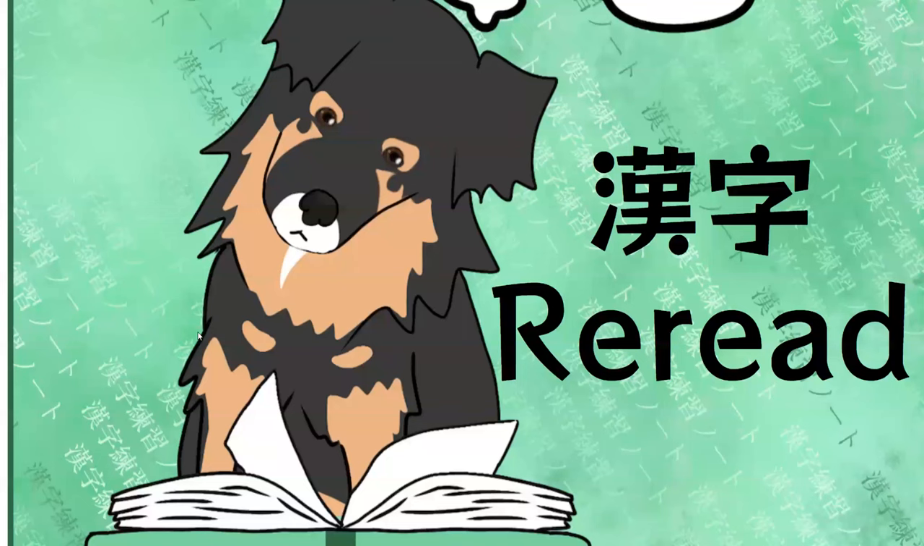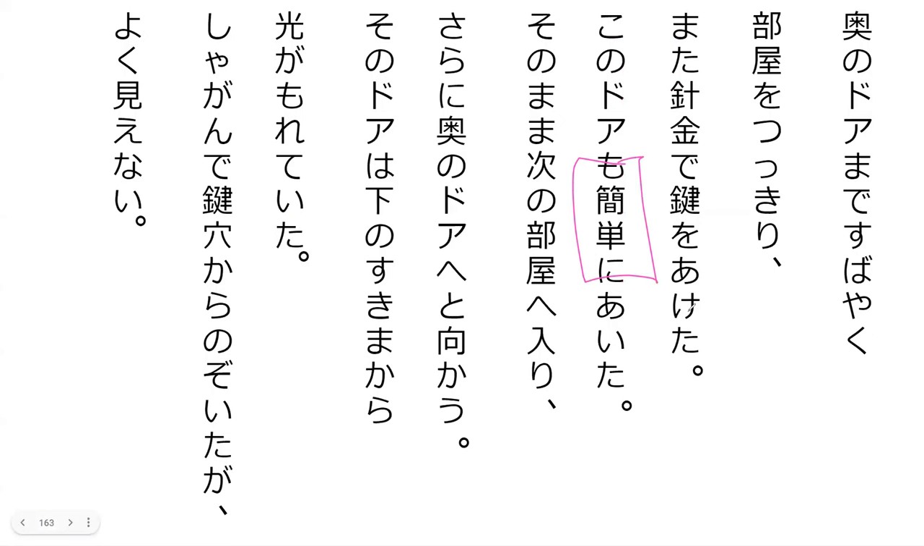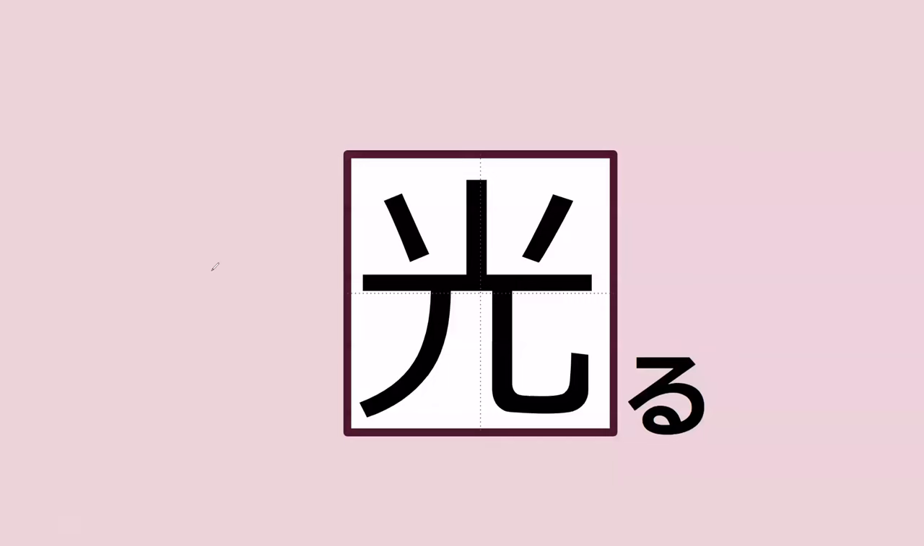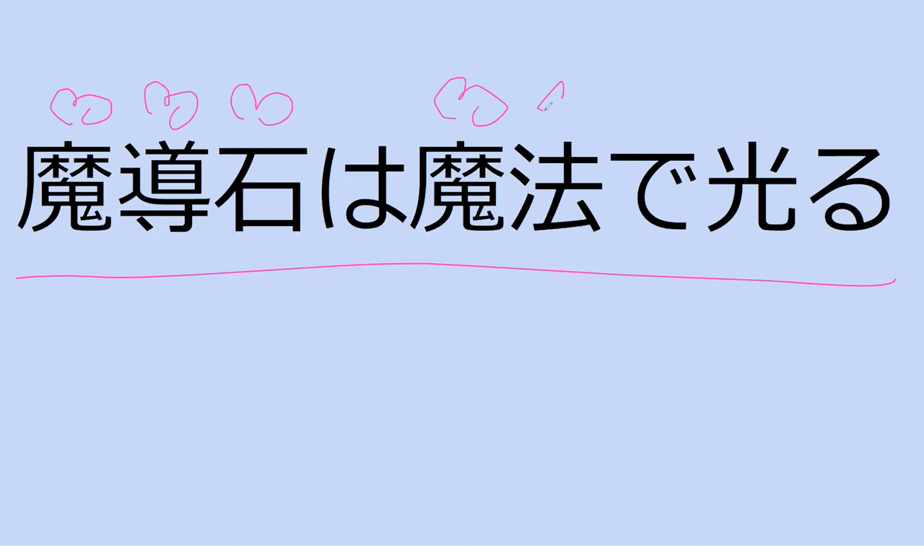Okay, kanji check from last week. Remember this hard guy? Kantan. Perfect. And this one? Harigane. Perfect. Do you know what this verb is pronounced as? Hikaru. Perfect. Hikaru, to light. Can you read this for me? Madoseki wa maho de hikaru. The magical stone is glowing using magic.